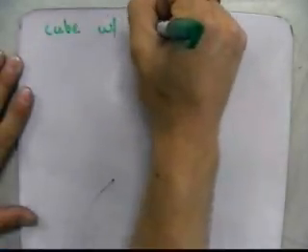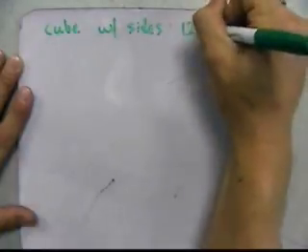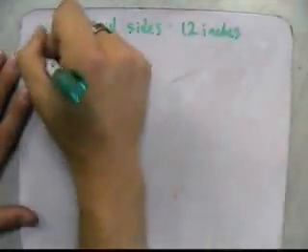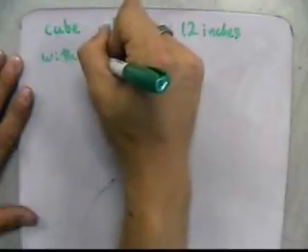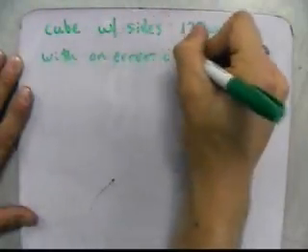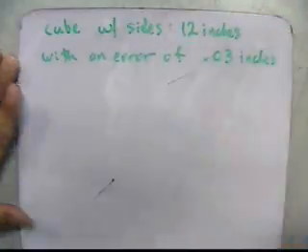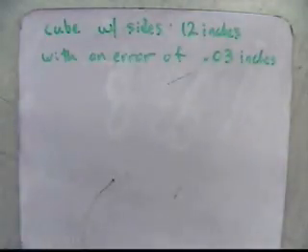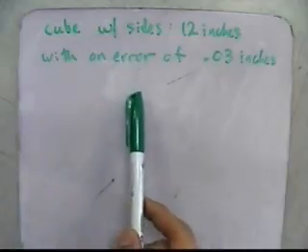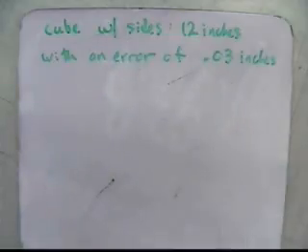All right, let's say we have a cube, and the sides are going to be 12 on this cube, and I want to find, we have a margin of error. They're going to say with a margin of error of 0.03 inches. So a pretty small margin of error.